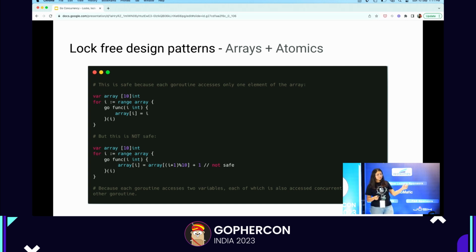So here is an example, right? When your threads are not concurrently accessing the same element of the array, then you are good over here. In the first section, only one thread is accessing one index at a time. In the second one, we are accessing two items of the array within the same goroutine, so they are concurrently being accessed. So that fails. So what we can do is, atomics are very lightweight.